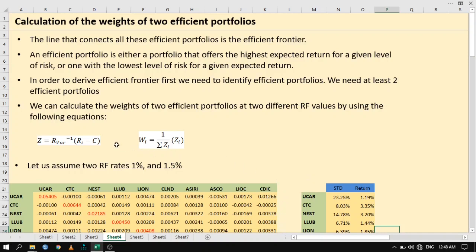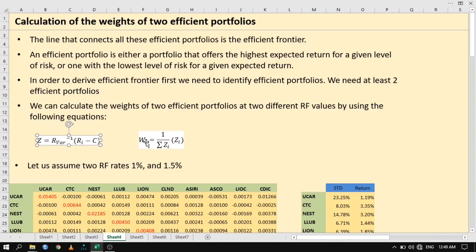For that purpose, I am going to use these two formulas. The first formula will calculate some z values so that we can create some weights of portfolios based on a risk-free rate. Now here the risk-free rate is represented by C. Ri is actually the return, and we have the variance covariance matrix to the power negative 1. To the power negative 1 is actually the inverse matrix, that means inverse variance covariance matrix multiplied by the Ri minus C vector. And then we have this formula to calculate the weights.